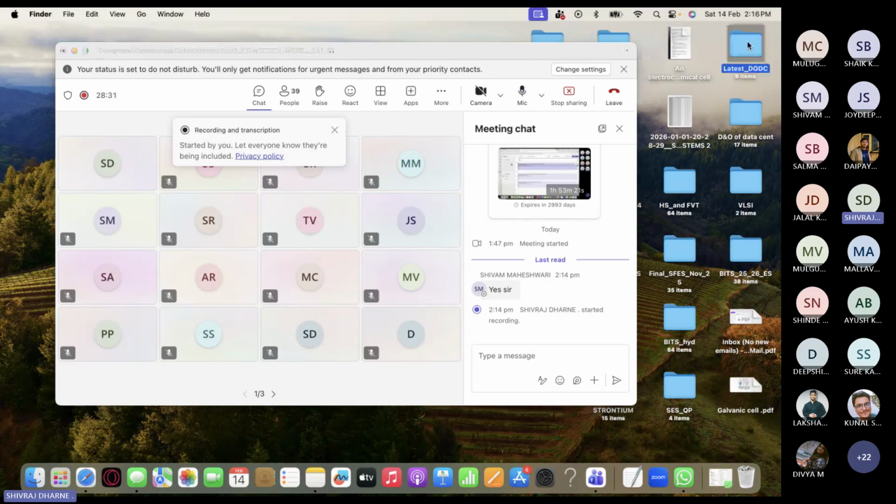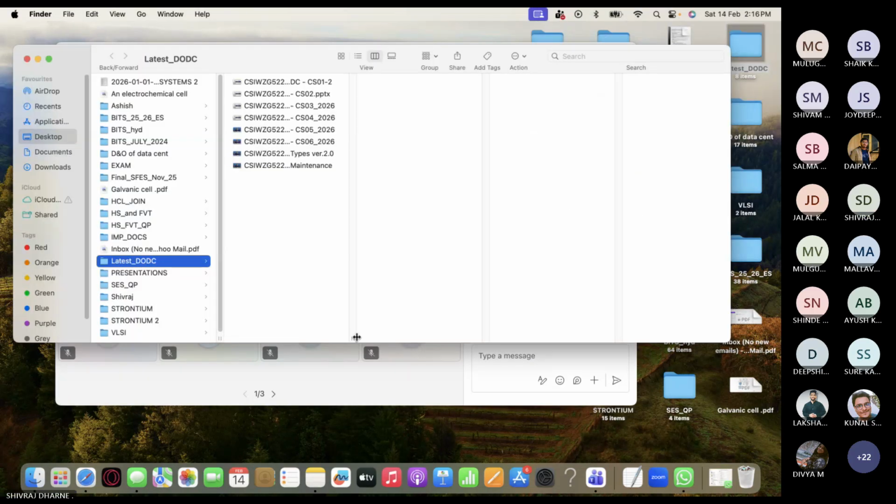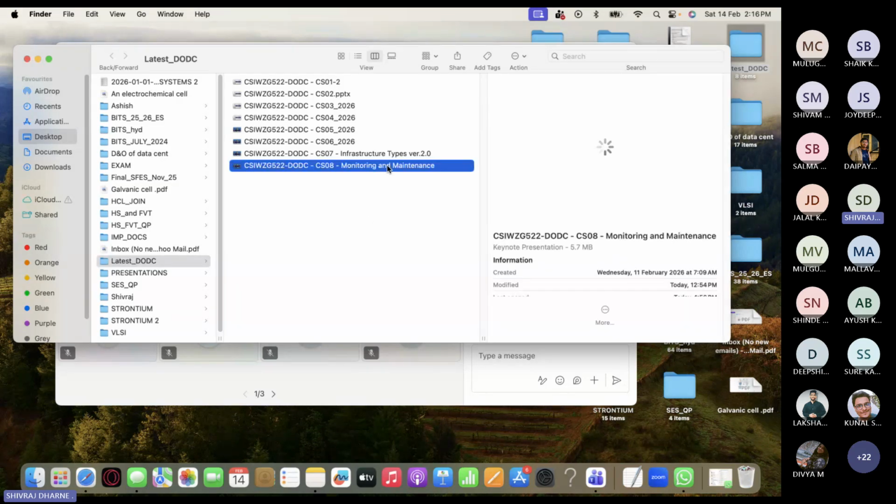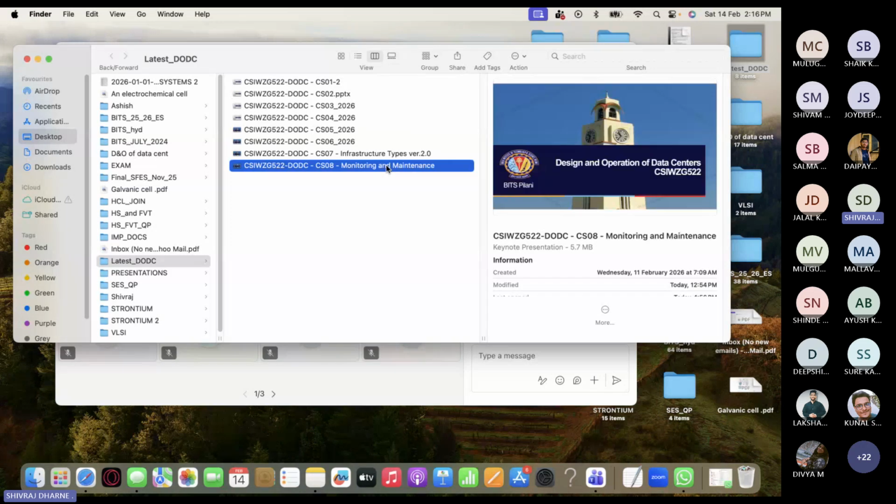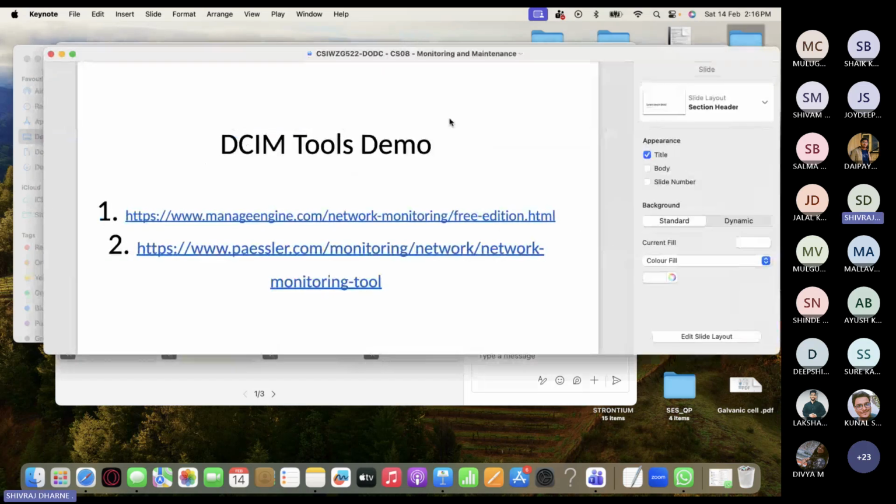Let's get started with today's topic, that is monitoring and maintenance of the data center. Should be very easy, fast. We will do a quiz properly, so be ready. Listen carefully and just be ready for the quiz.